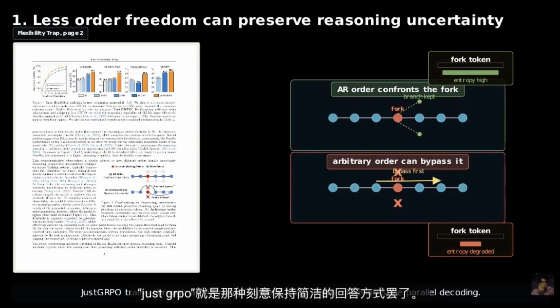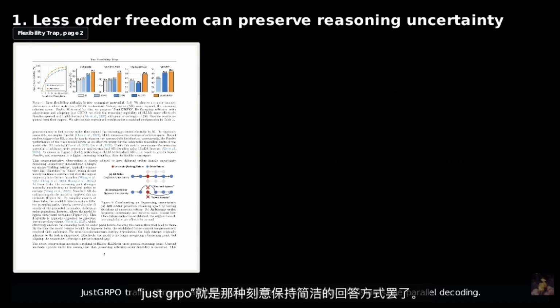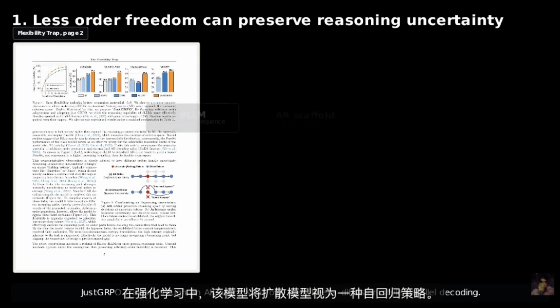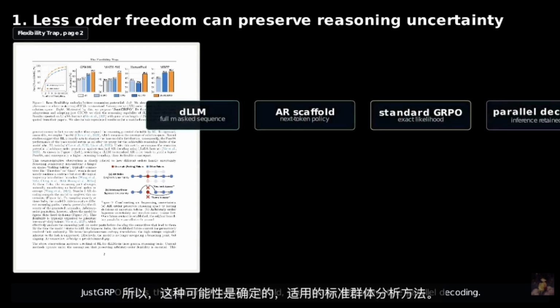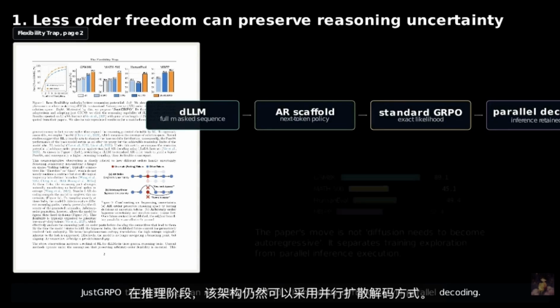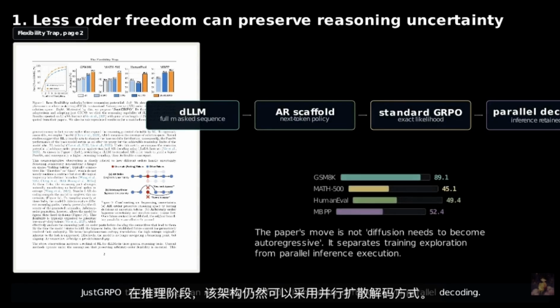Just GRPO is the deliberately simple response. During reinforcement learning, it treats the diffusion model as an autoregressive policy, so the likelihood is exact and standard GRPO applies. At inference time, the architecture can still use parallel diffusion decoding.